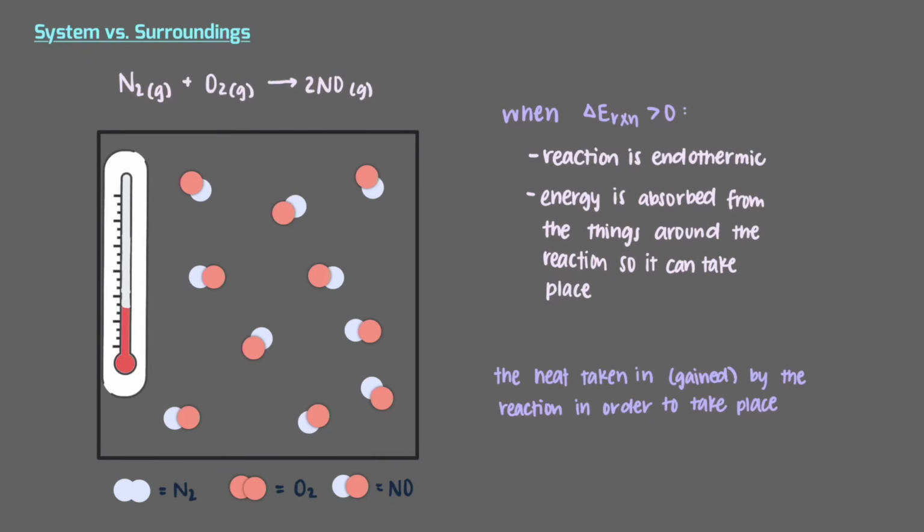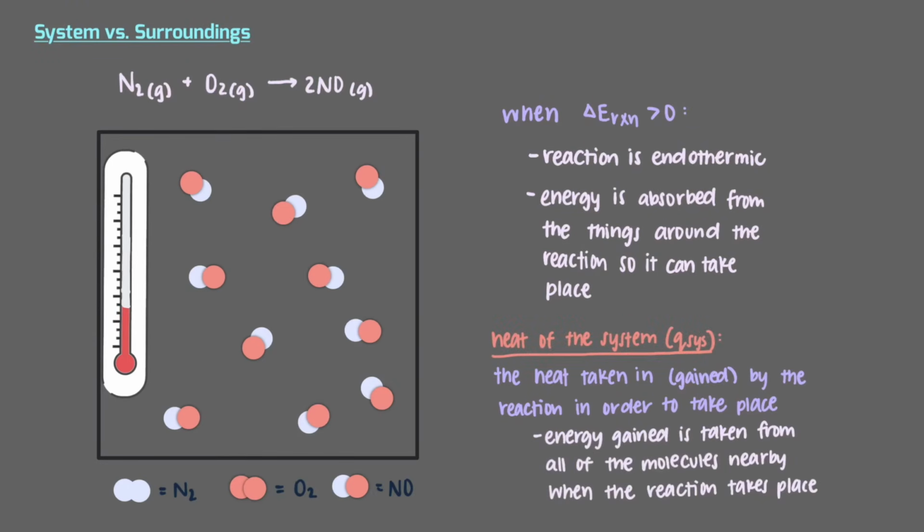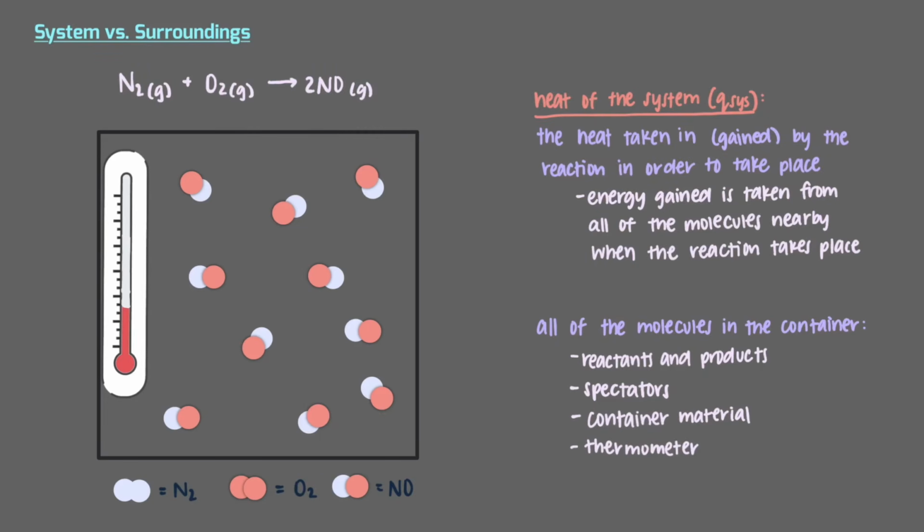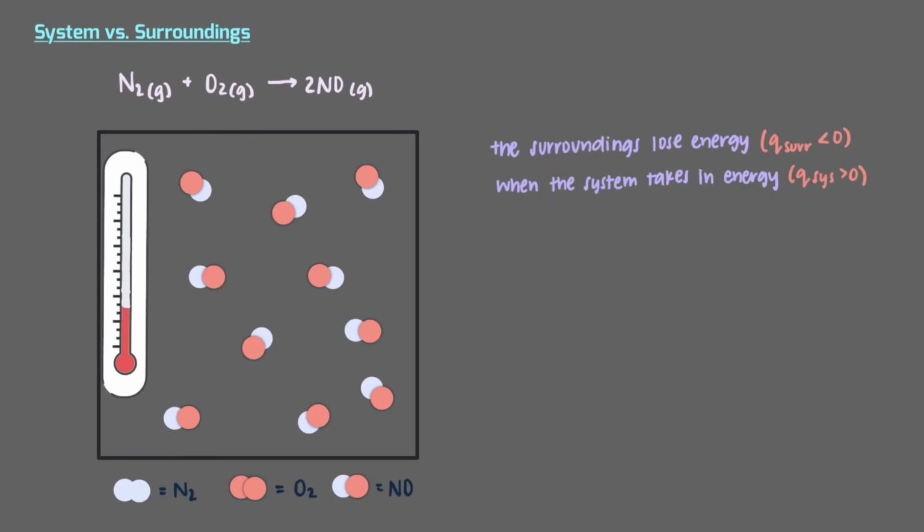The heat taken in, or gained, by the reaction in order for the reaction to take place is called the heat of the system. This energy is taken from all of the molecules nearby when the reaction takes place. In this case, all of the molecules in the container, both the reactants and the products, spectators like water, the container material, and the thermometer all lose energy. They are called the surroundings. The surroundings lose energy when the system takes in or gains energy.